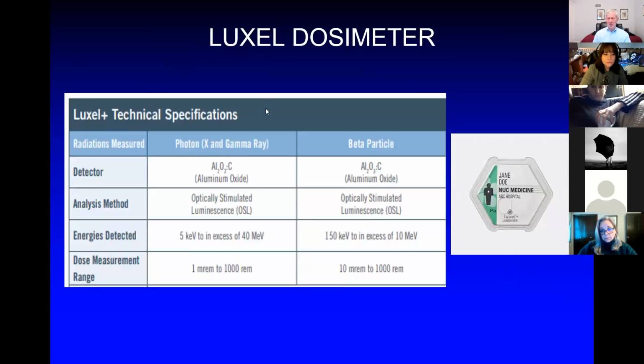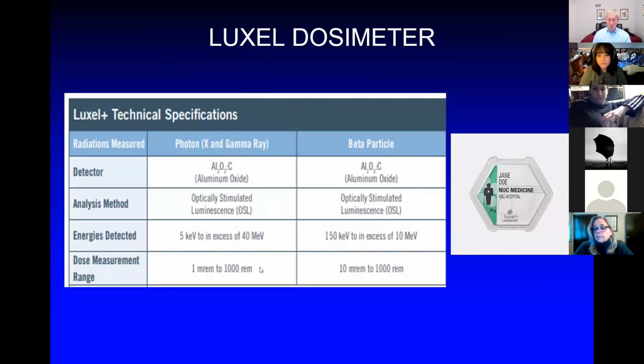I just took this from the Luxel website. There's aluminum oxide in it. OSL is what's being used. The energies detected for photons are from 5 keV up to 40 million electron volts. We never use anything over about 0.365 of an MeV. And even for beta particles, you can go up to 10 MeV.